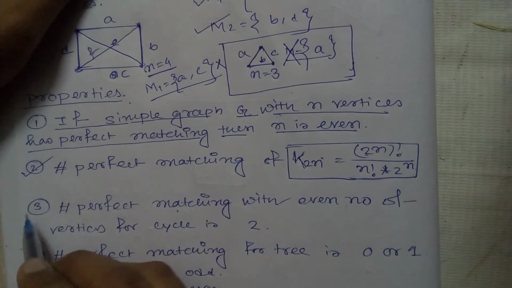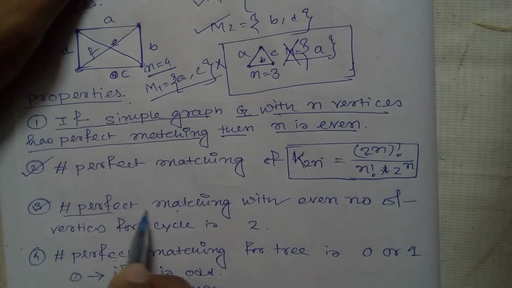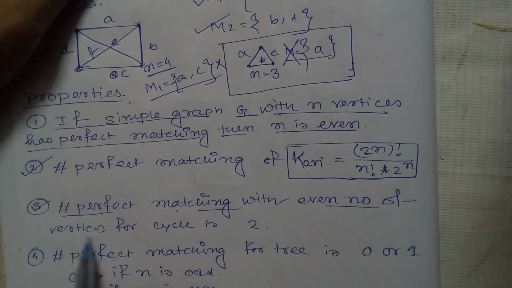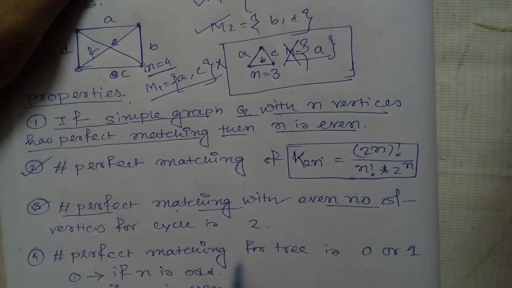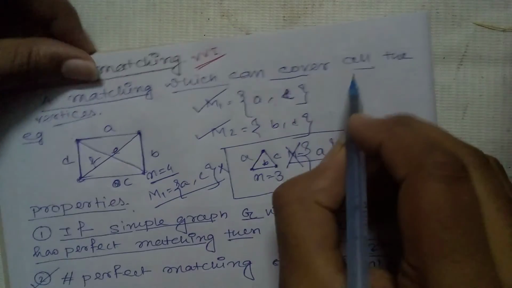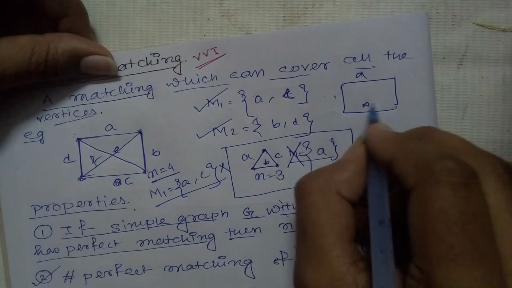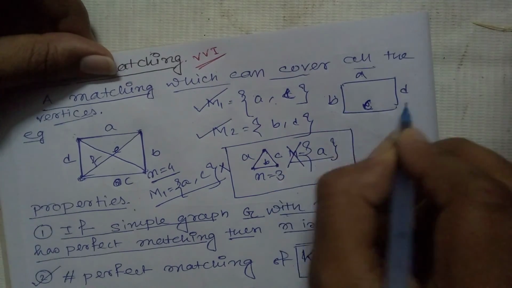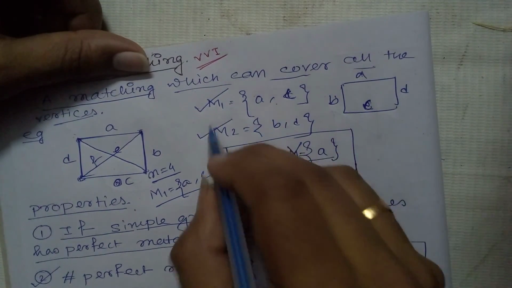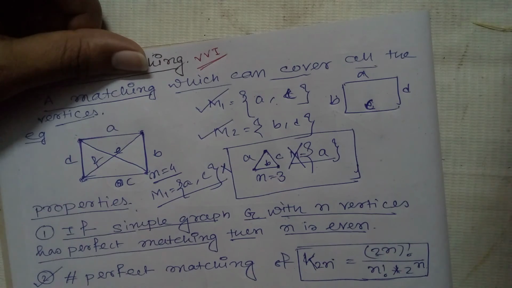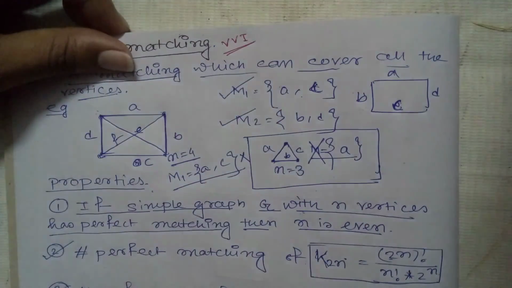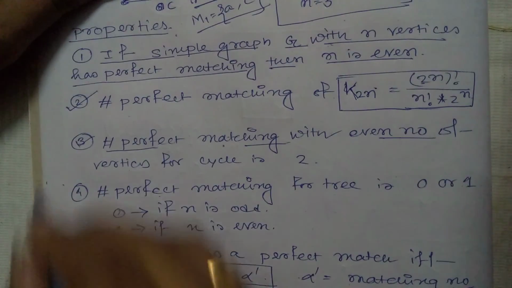Now the third property says that the number of perfect matchings for a cycle with an even number of vertices is 2. If any cycle contains an even number of vertices, then the number of perfect matchings for that cycle is 2. Like for this graph that we have taken, it has exactly two perfect matchings. So this is true for any such cycle.